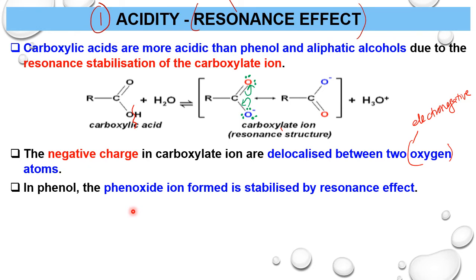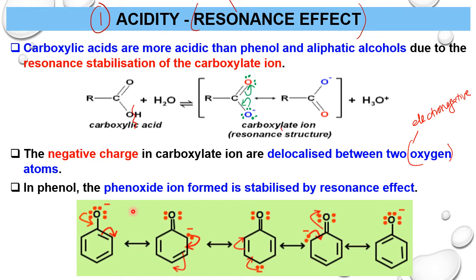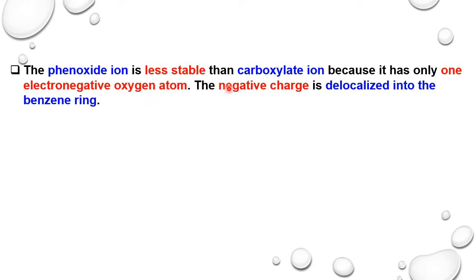So in phenol, the phenoxide ion form is stabilized also by a resonance effect. Cuma beza dia dekat sini. Kalau kita tengok dekat sini, so this is the stabilization for your phenoxide ion. Kita ada resonance structure juga. Daripada negative charge pada oksigen, kita delocalizekan dia ke dalam kita punya benzene ring. But the phenoxide ion is less stable than carboxylate ion because it has only one electronegative oxygen atom.